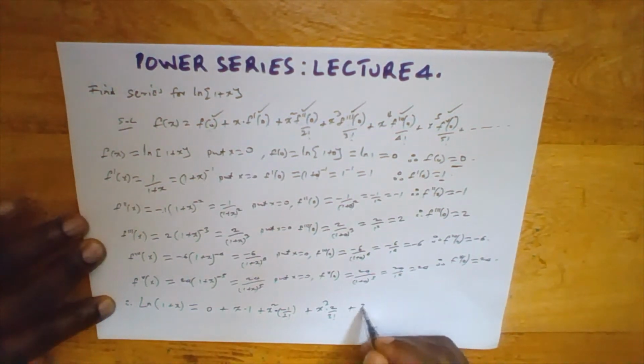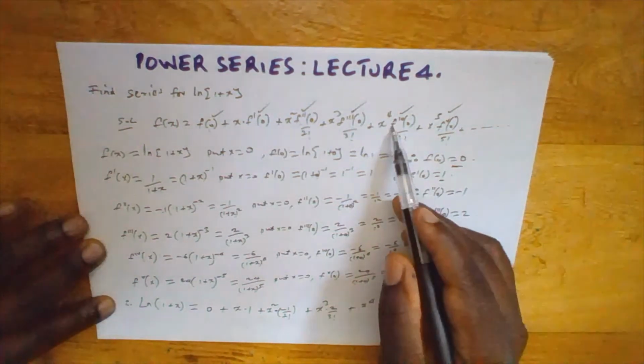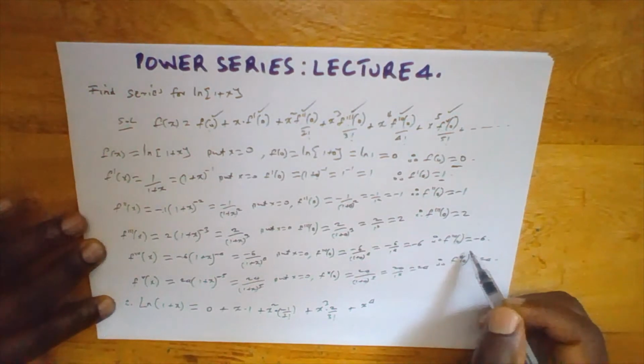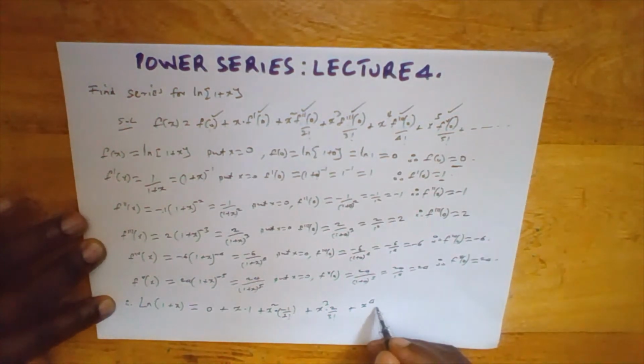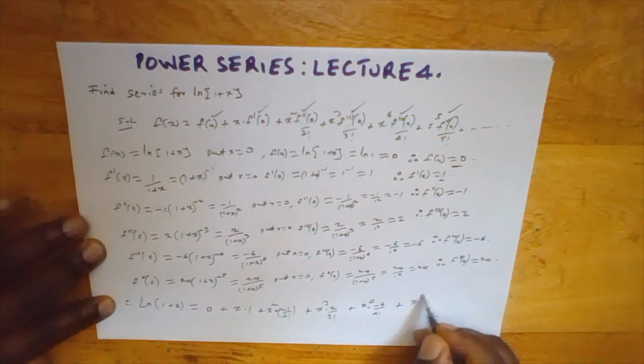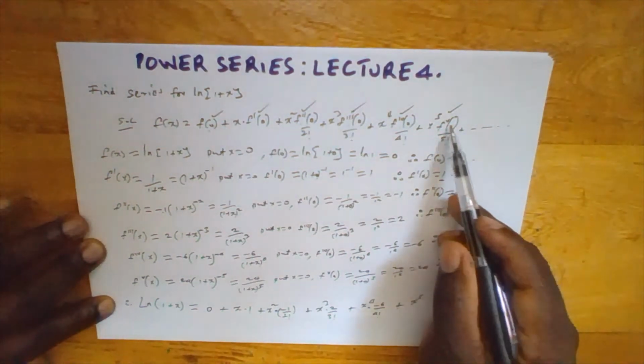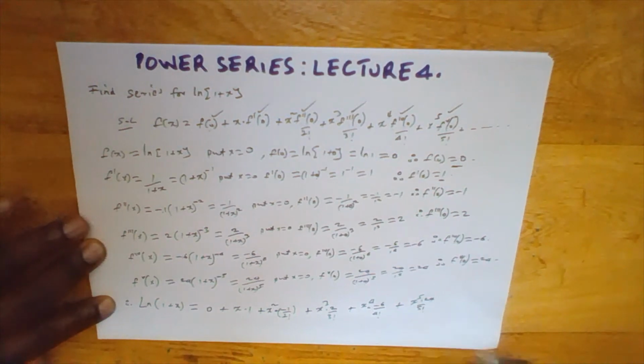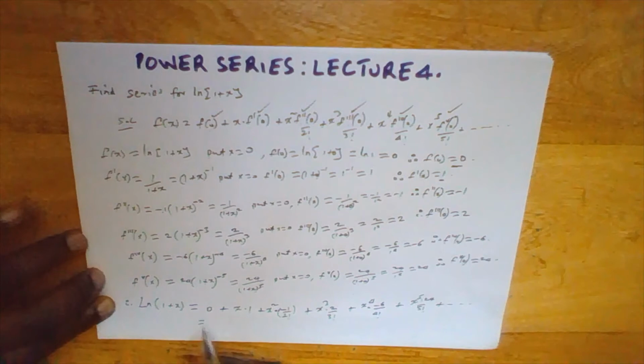Then plus x raised to 4. Our f to the 4 of 0 is negative 6. So we have negative 6 all over 4 factorial, because we are multiplying there. Then plus x raised to 5. Our f to the 5 of 0 is 24. So times 24 all over 5 factorial. It continues like that. So this equals, now here we have x.